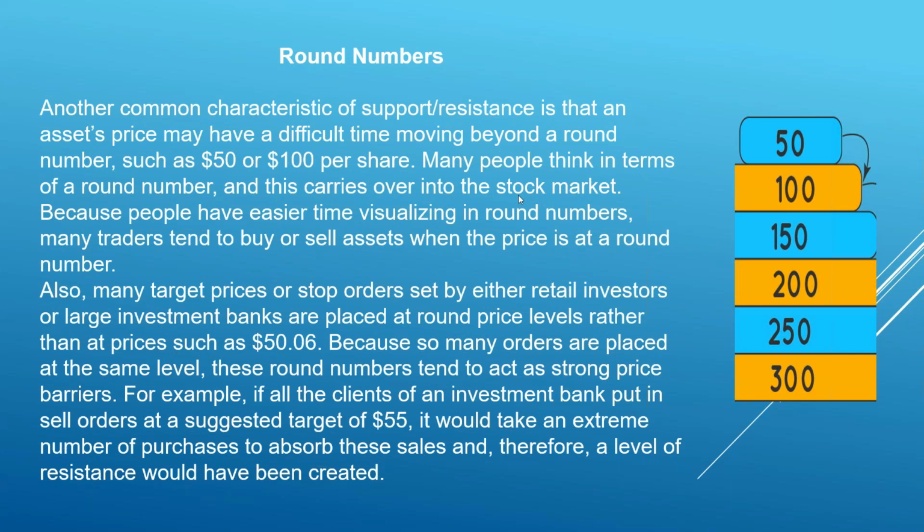Also, many target prices or stop orders set by either retail investors or large investment banks are placed at round price levels rather than a price such as $50.06. Because so many orders are placed at this same level, these round numbers tend to act as strong price barriers. For example, if all clients of an investment bank put sell orders at a suggested target of $55, it would take an extreme number of purchases to absorb these sales, and therefore a level of resistance would have been created.